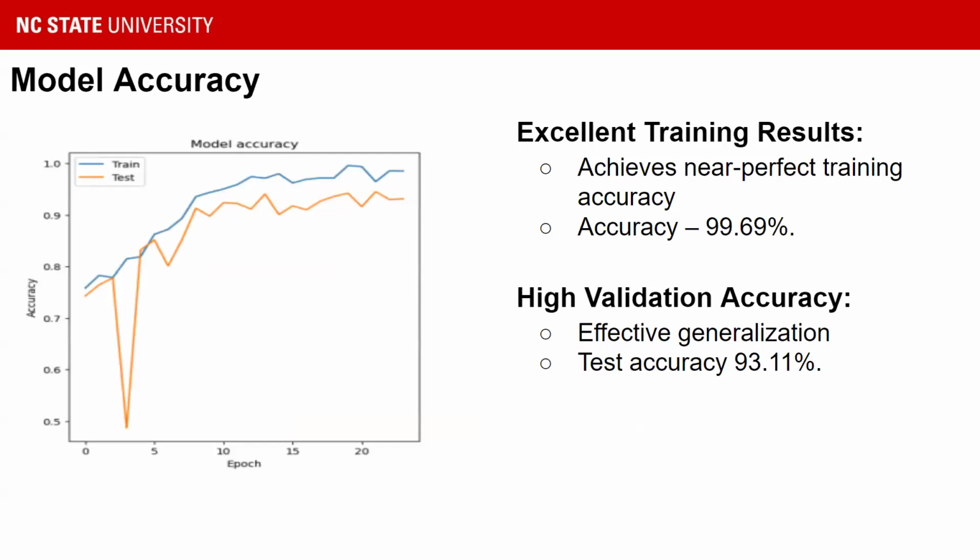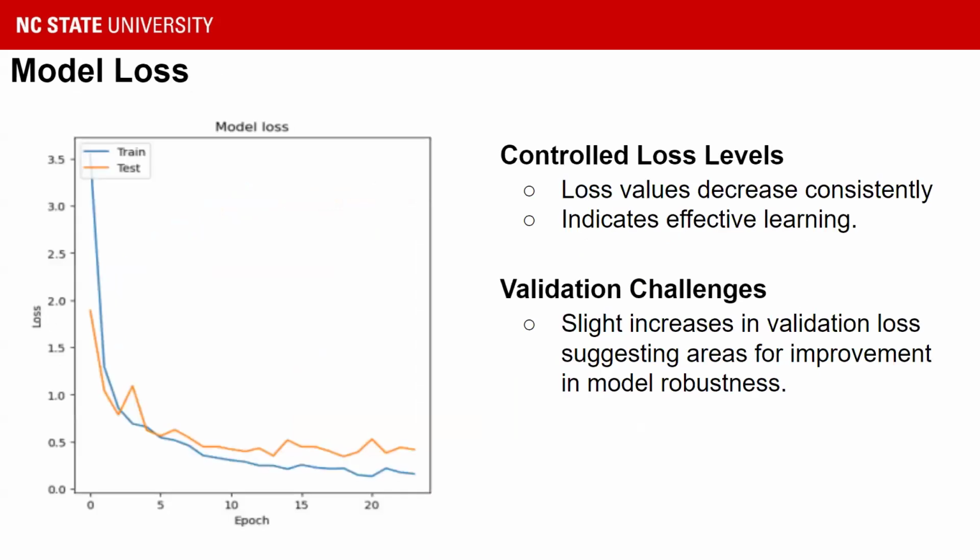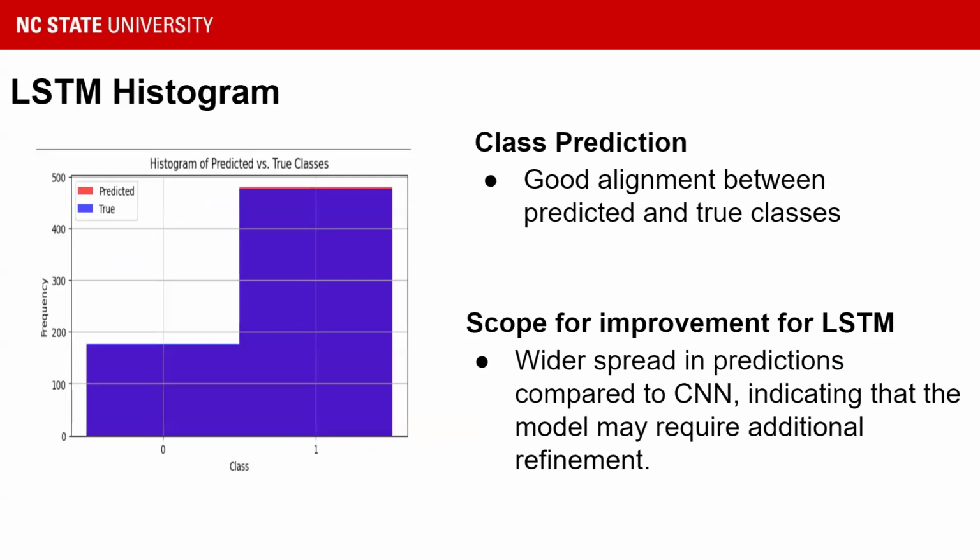This is our training accuracy. The training accuracy was pretty high for our LSTM model at 99%. However, it did not perform so well on the test and validation data, and the accuracy was capped at 93.11%. Again, our model shows that the loss reduced over the various epochs, but there is scope for improvement when it comes to model robustness. Our histogram shows that again there's a tiny gap between the predicted values and the true values. There are only a few values that are predicted incorrectly.